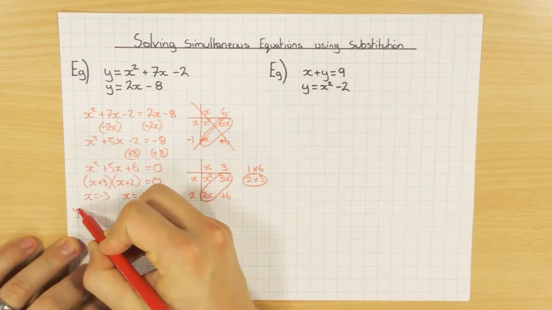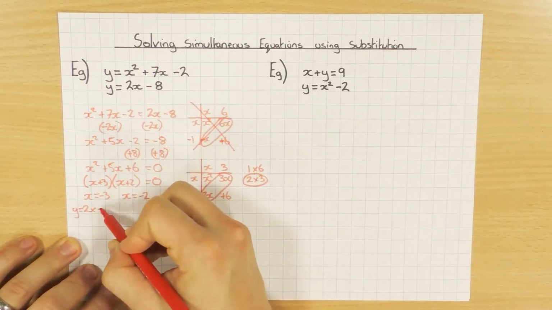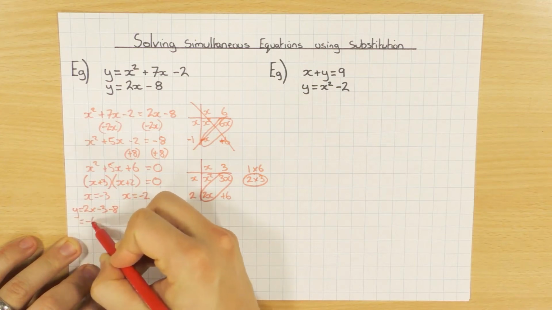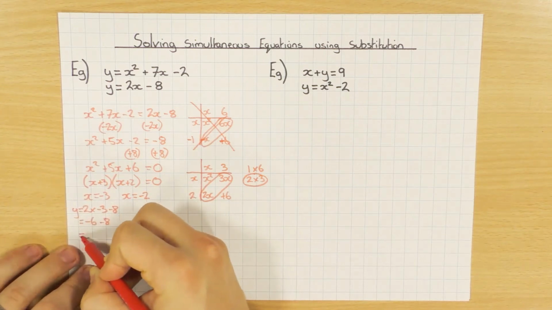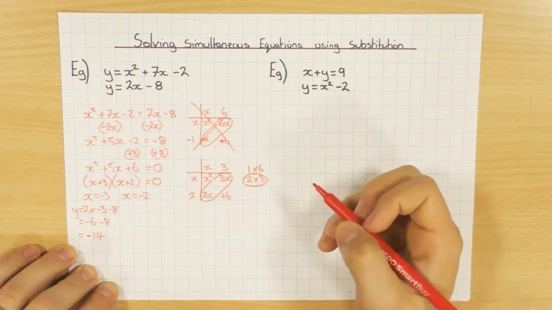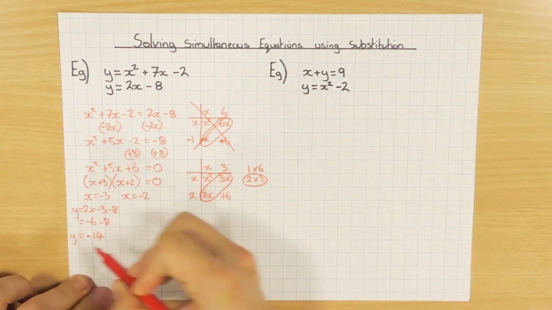So y will equal 2 times minus 3, because x is minus 3, minus 8, which is minus 6, minus 8, which is minus 14. Okay, so when x is minus 3, y is minus 14.